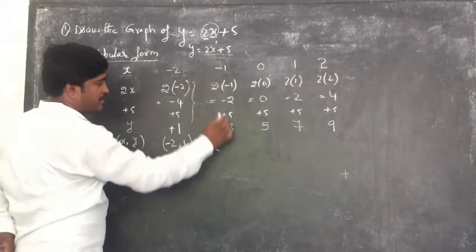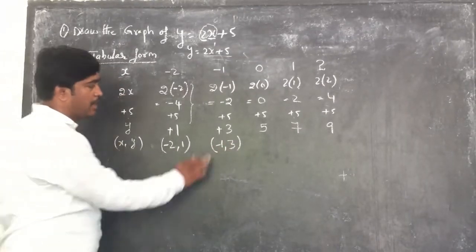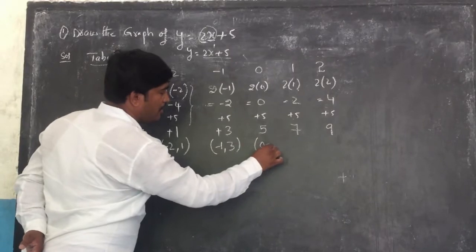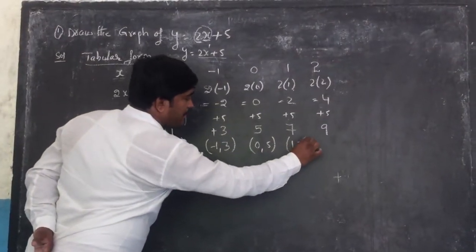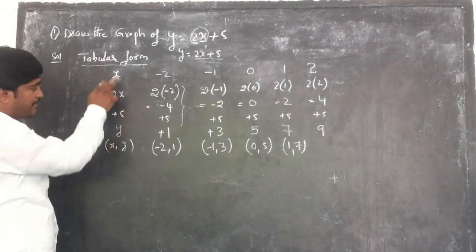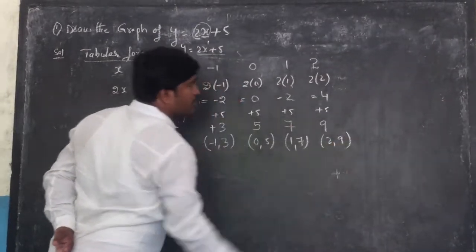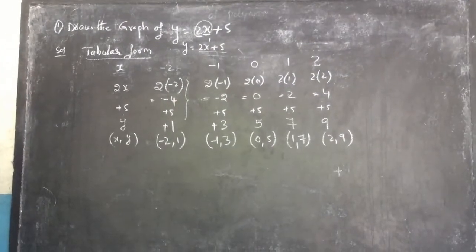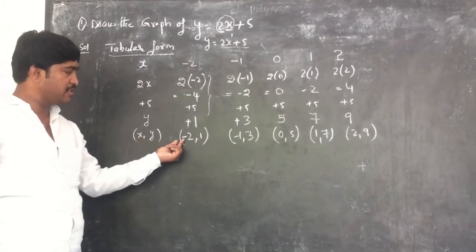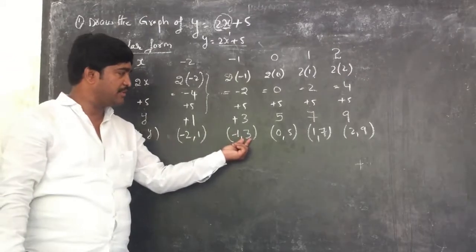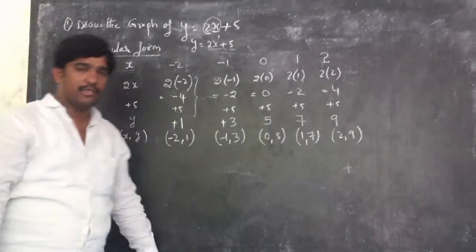Similarly, the x value is -1 and the obtained answer is 3. Similarly it is 0 and 5. In the next, 1 and 7, I should consider the x value as well as the y value and write them point-wise. Now x value is 2 and y is 9. I have found the points: (-2, 1), (-1, 3), (0, 5), (1, 7) and (2, 9).